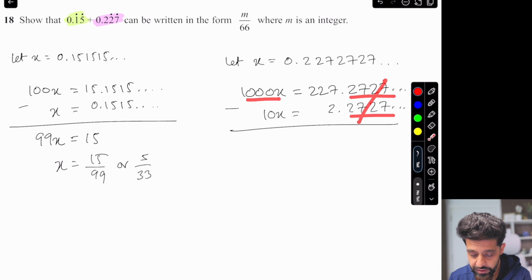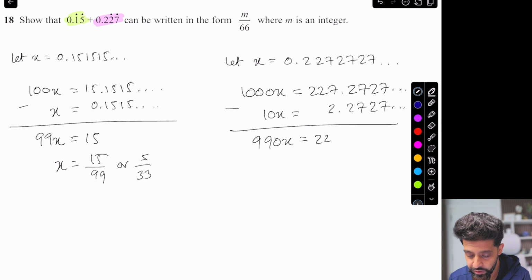Take those away, because you can now look, they cancel. So you have 1000 take away 10, which is 990x, and 227 take away 2, which is 225. So x is equal to 225 over 990.